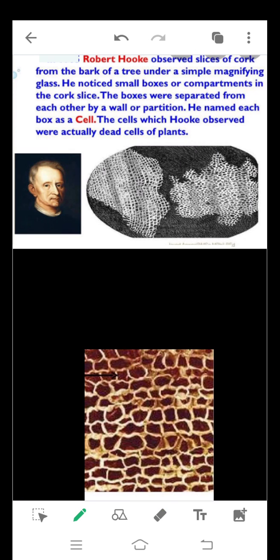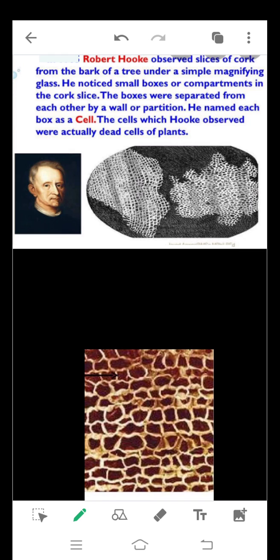Cell was discovered by a scientist called Robert Hooke in 1665. He observed a slice of cork from the bark of a tree under a simple magnifying glass. He noticed small boxes or compartments in the cork slice. The boxes were separated from each other by a wall or partition. He named each box as a cell. The cells which Hooke observed were actually dead cells of a plant.